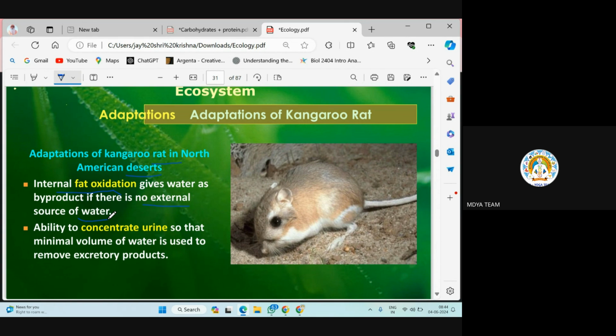So this is one adaptation, and the other adaptation is to concentrate urine. If urine is less, automatically water will be saved. So this is the adaptation of the kangaroo rat to survive in the desert.